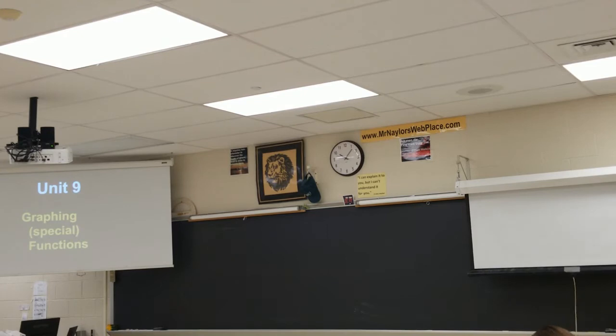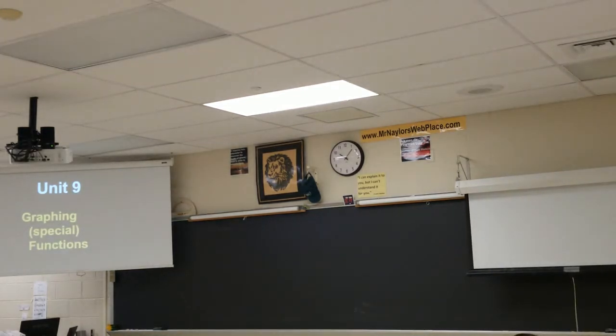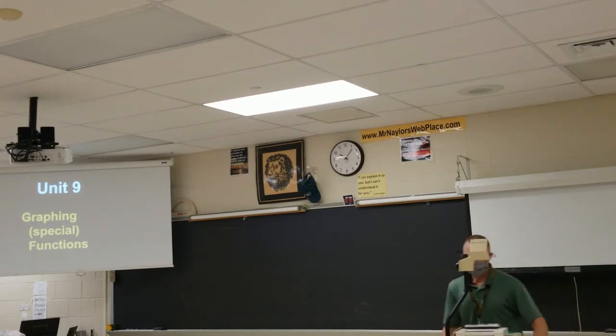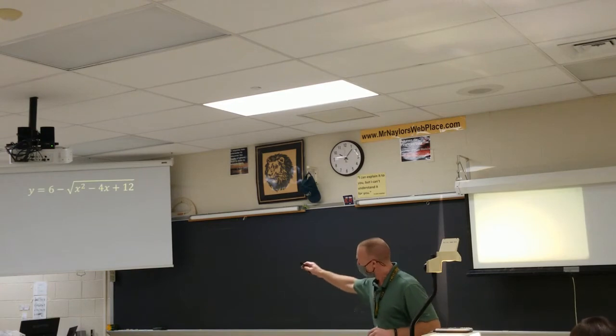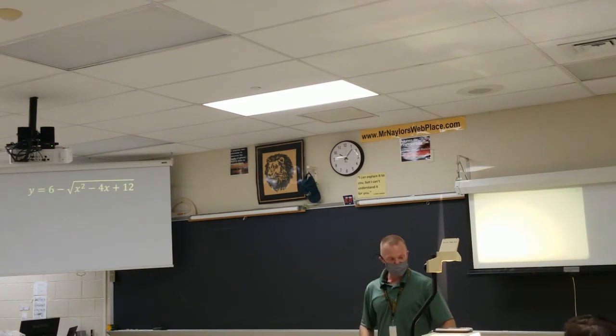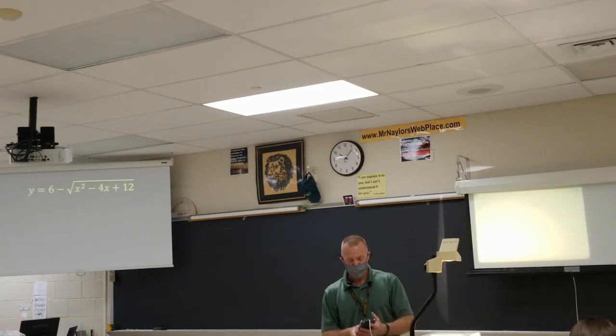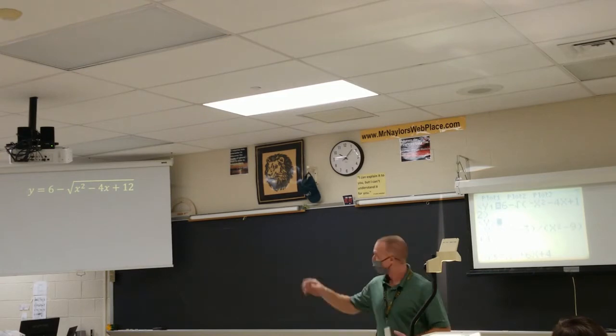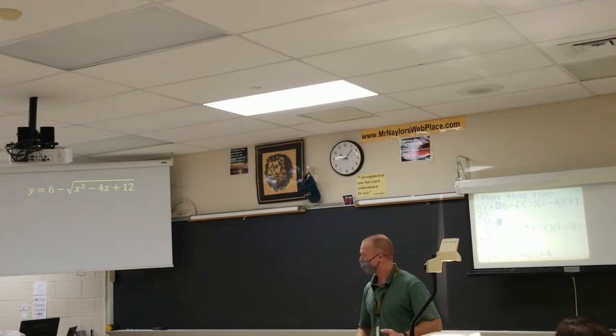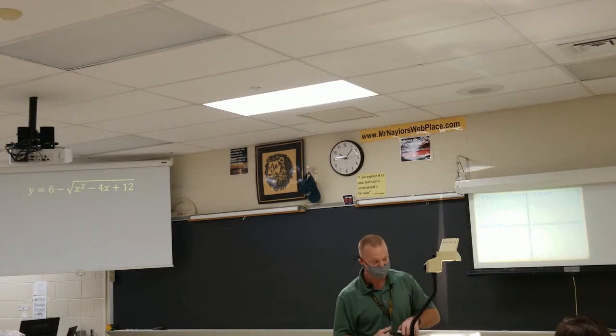But as a little bit of a preview, I want to show you some of the graphs that we're going to be looking at. And then as we come back to them in the next few weeks, you'll be like, oh yeah, I at least saw that a little bit. Here's one that looks like a bucket of fun. I actually typed it in ahead of time, and I've got this 6 minus the square root of x squared minus 4x plus 12. What the heck is that going to be?